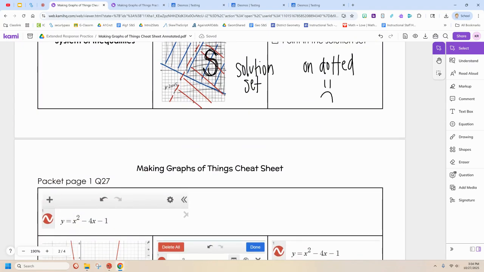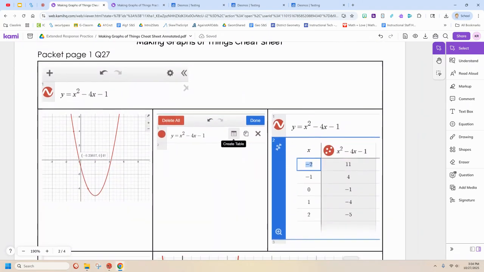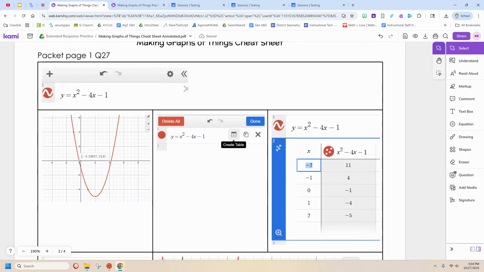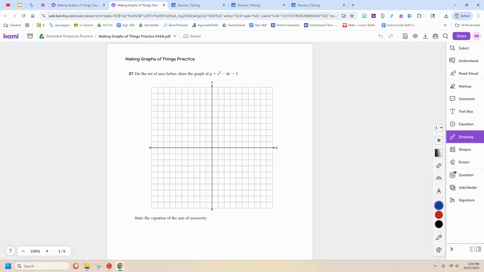Okay, so now we're going to go through a couple questions in the packet. Really great questions today. So the first one is on the front page of the packet. So I'm just going to pull the packet up real quick, and this is what it looks like. It says, on the set of axes below, draw the graph of y equals x squared minus 4x minus 1. Hopefully when you see that x squared, you know it's going to be a quadratic, which means your answer is going to be some sort of parabola.